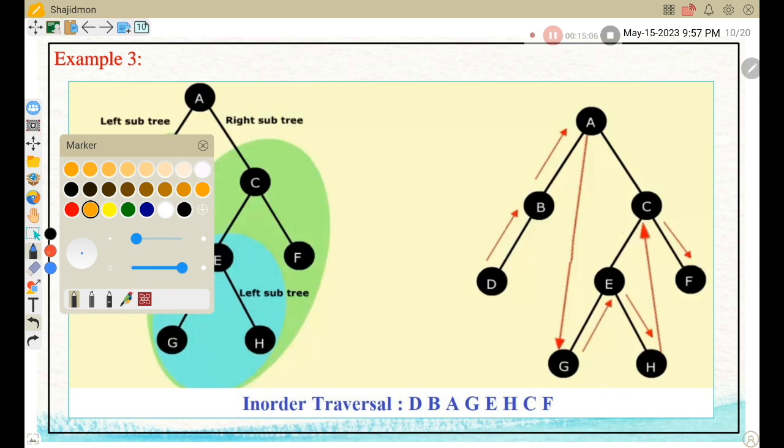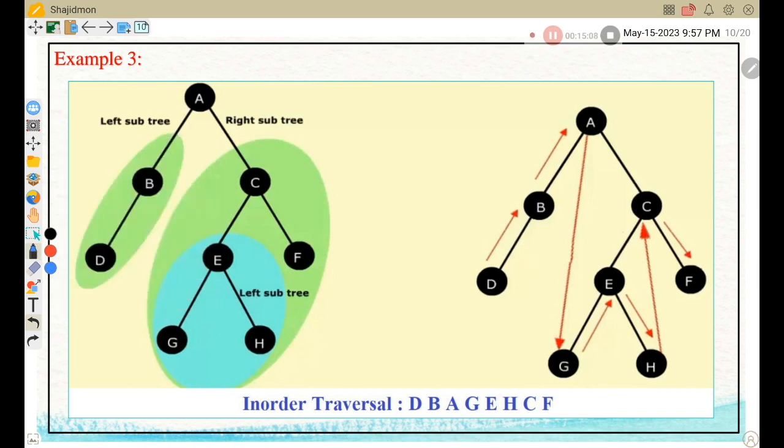So in the left subtree, let's see what the extreme left vertex is. That is D, correct? So we need to start with the D vertex. Now after D, which order do we need to go? Left, then root, then right. So for example, this D, its root vertex is B, correct? So we need to visit B. There is no right vertex here, so no need to go there. Again we go to the main root vertex, that is A. So first we visited D, then B, then A.